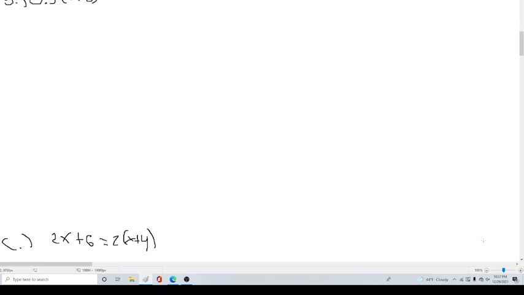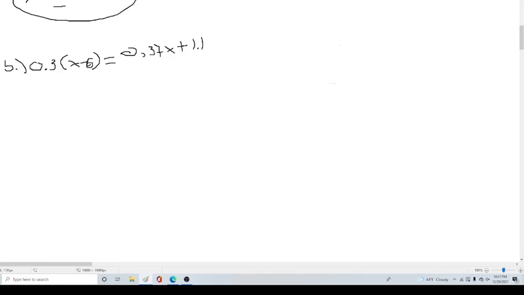So let's do another example. Let's do b. 0.3 times the quantity of x minus 6 is equal to 0.37x plus 11.